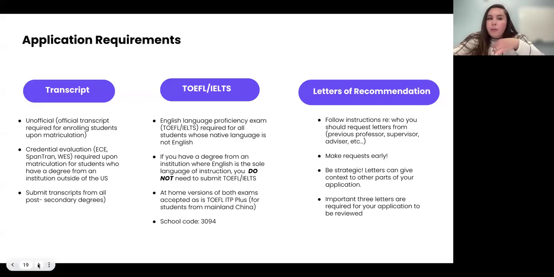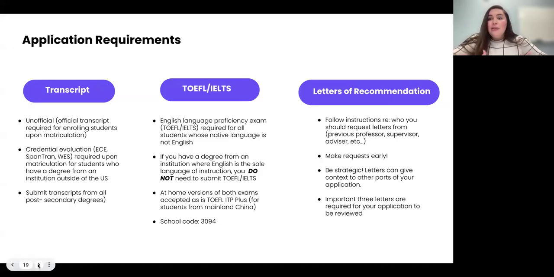The transcript for the purposes of your application can be unofficial. So we can review unofficial transcripts. They should come from anywhere that you've attended after secondary school. So if you have multiple bachelor's degrees, you transferred from one institution to another, you already have a master's degree in a different field, we want to see all of those transcripts so that we can get a full picture of what your academic history looks like.